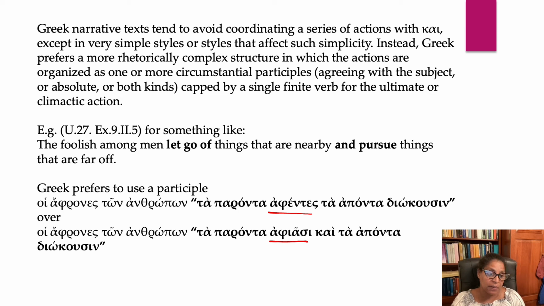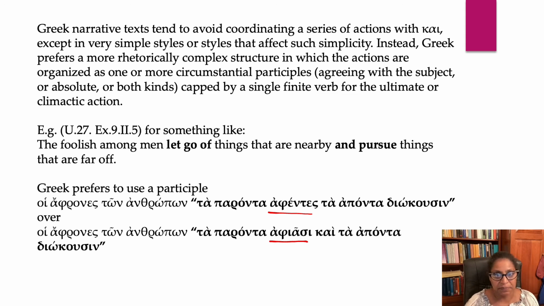So when you have to translate a sentence that has two finite verbs in English, you really need to ask yourself which one is the more important verb. Put that one in the finite form, and the less important one, the one that seems to be background information, will be put in the participle.